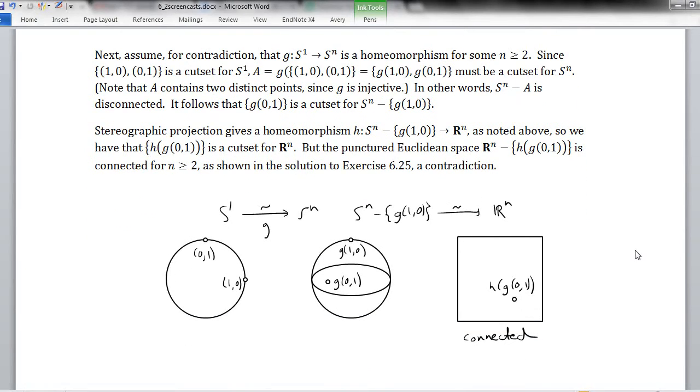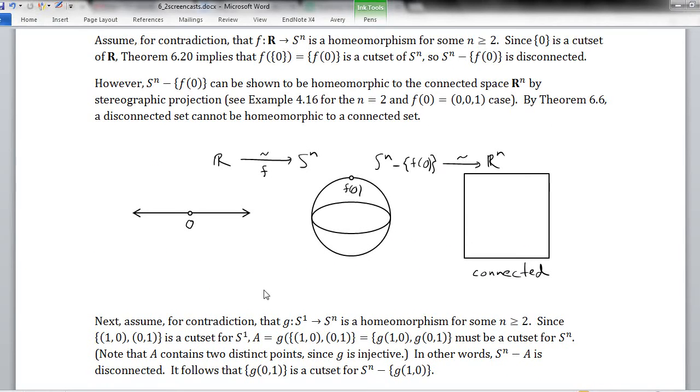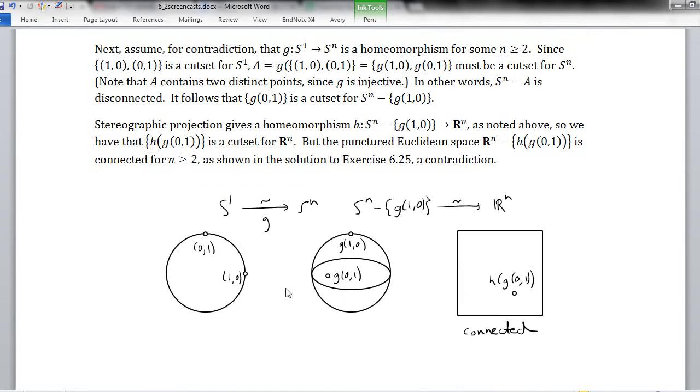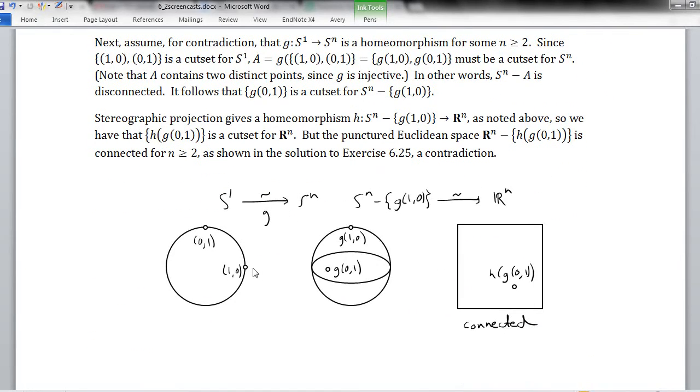Okay, well, what about S1, the circle? Is that the same space? Is that homeomorphic to a unit sphere in a higher dimension? Okay, well, it's not. Let's assume it is for contradiction. So we have a homeomorphism G from S1 to Sn. And, okay, we're still using connectedness to distinguish these things. And we can't do just one point like we did for the real line. We need 2 points to disconnect a unit circle.